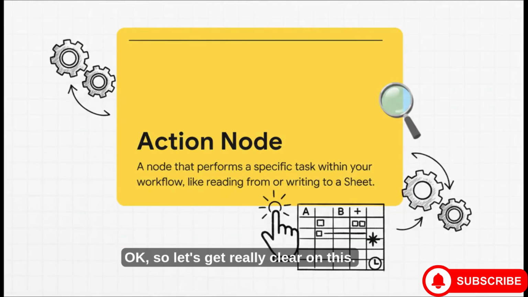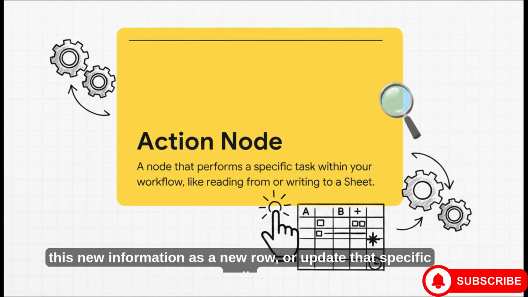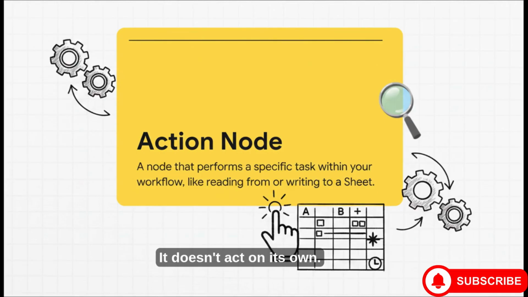Okay, so let's get really clear on this. The action node is the doer in your workflow. It just takes orders. It does things like, hey, go get the data from this column, or add this new information as a new row, or update that specific cell. It doesn't act on its own. It just executes the commands you give it.